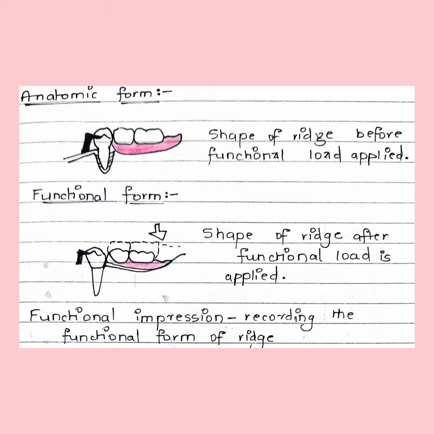The shape of the ridge before any functional load is applied, that is when mucosa or tissues are at rest, is known as anatomic form. That is when the patient is not chewing. Whereas the shape of the ridge when functional load is applied, under biting forces or occlusal forces, is known as functional form. And the recording of this functional form of the ridge, that is displaced tissue under biting or occlusal forces, is known as functional impression.